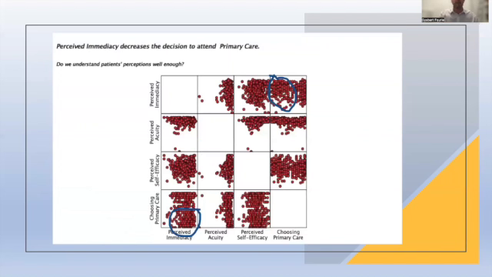The other point is that as the perceived immediacy decreases, so does the decision to attend the primary care setting. So the more they see immediacy increase, the more they decide that primary care is not the best place to attend for these. But is this perception about the level of immediacy for these minor medical conditions correct? Or is there something we can do to make patients understand what immediacy is and where these conditions are best placed to be cared for?